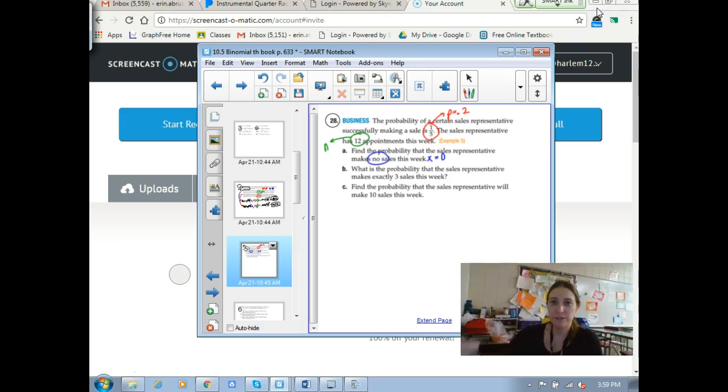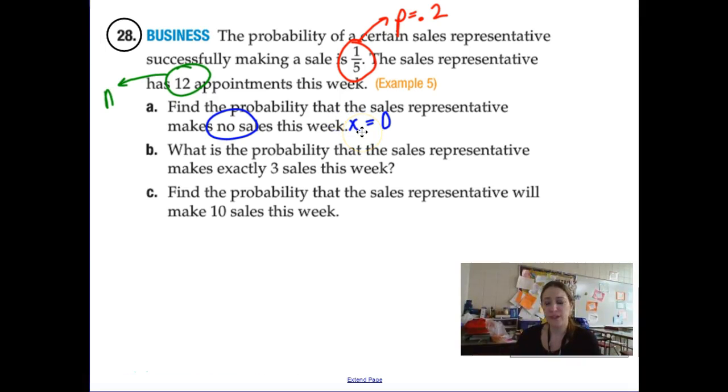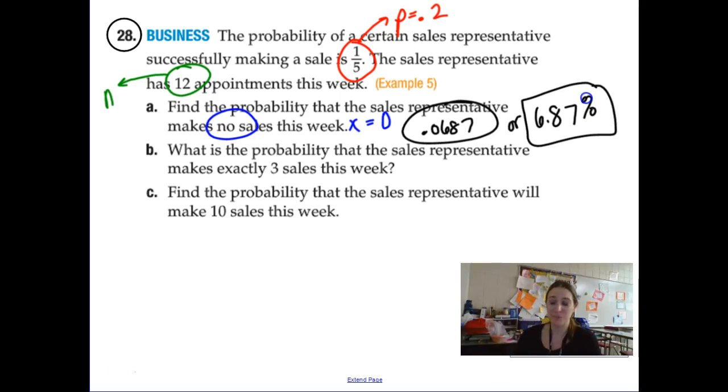Oh, that's awful. Well, no, that's good, because we don't want no sales. 0.0687. I don't care if you give it as a percent or a decimal. Just don't confuse the two. If your answer is 6.87% and you write that without a percent symbol, that's not actually correct. So choose a method. All right, this time there's exactly 3 sales, so your number of successes is 3.